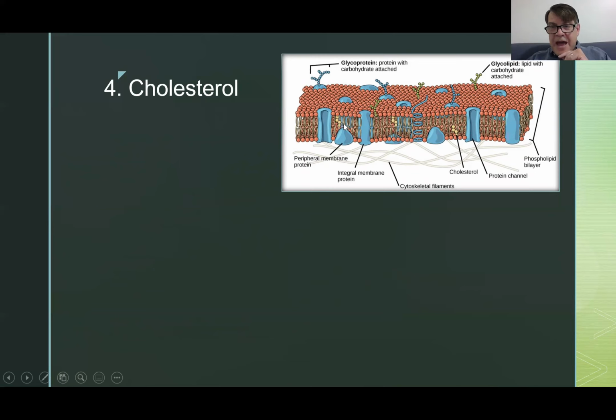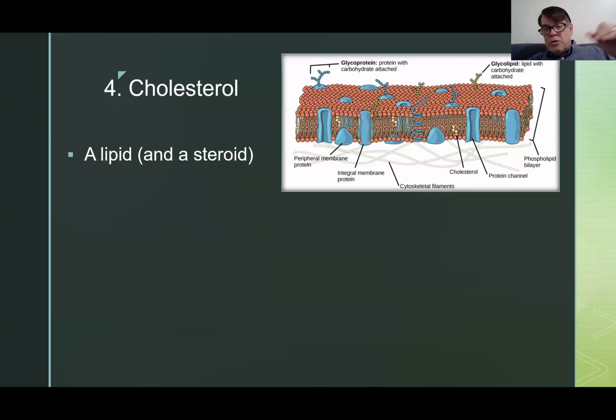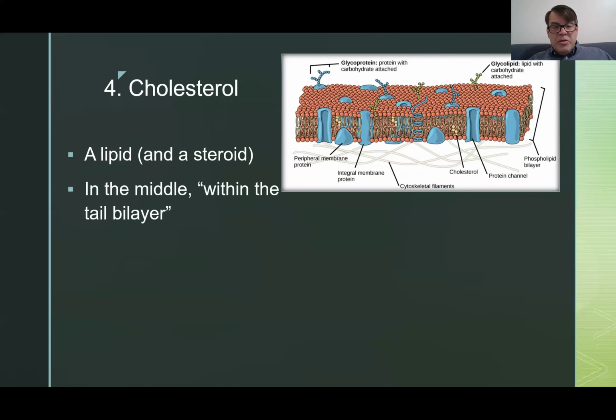Lastly, there's cholesterol hiding in here. Cholesterol is a fat, it is a lipid, also a steroid, which I didn't do videos on cholesterols yet. Tell me if you want me to go back and do some of those. But these lipids help in, for example, varying temperatures. They help provide stability to the cell membrane when it gets really hot or really cold. They're in the middle. They're within the tail bilayer. And that's one of the questions from a previous chapter, I think.